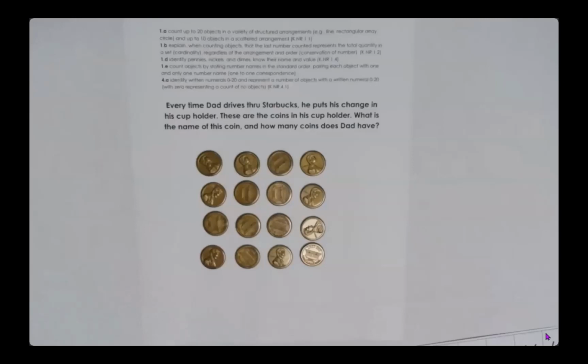So students still need to be able to know that the last number that they say when they're counting represents the total quantity. Students still need to be able to state number names in order and point to one object and only one object when they say a number that corresponds to that one-to-one correspondence. But now we're going to do it to 20.